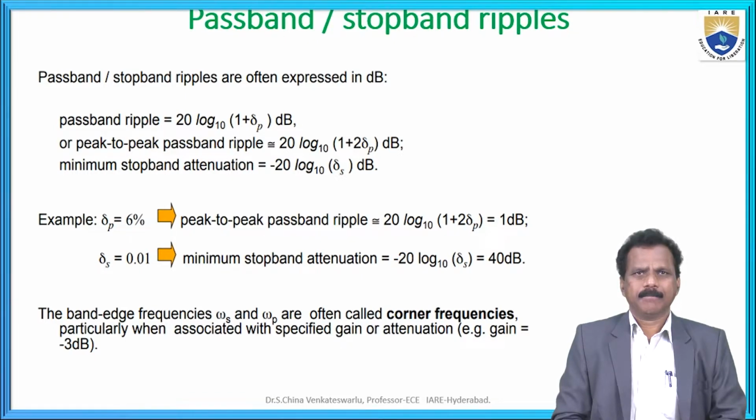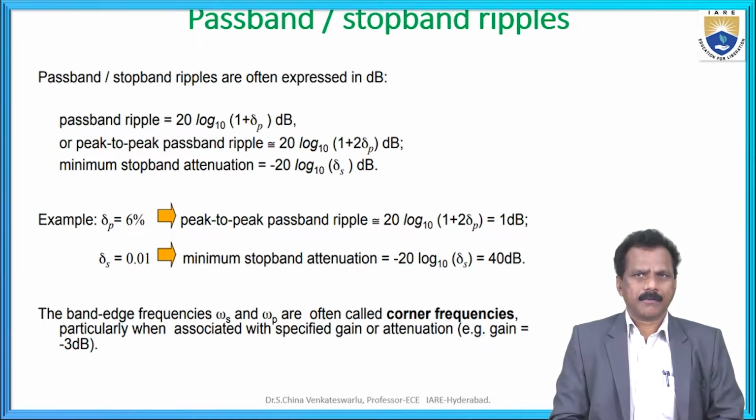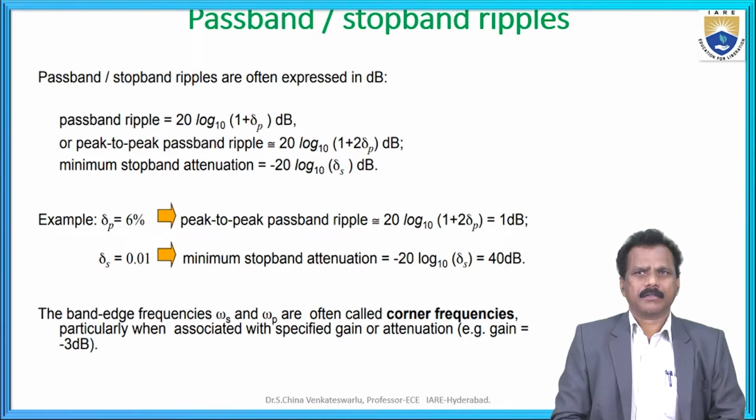It is desirable. So use this simple example where delta p is equal to 6%. We can consider that the peak to peak passband ripple is approximately equal to 20 log base 10 of (1 plus 2 delta p), which is also equal to 1 decibel. Like this, if delta s is equal to 0.01, the minimum stopband attenuation is equal to minus 20 log base 10 delta s, which is also equal to 40 decibels.